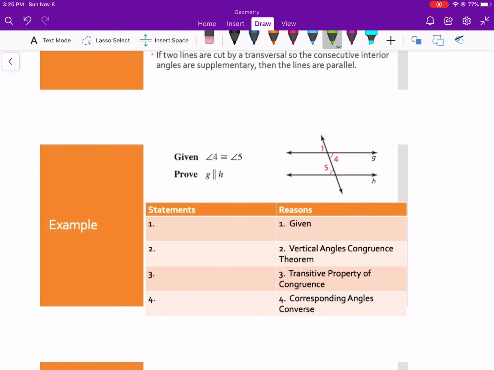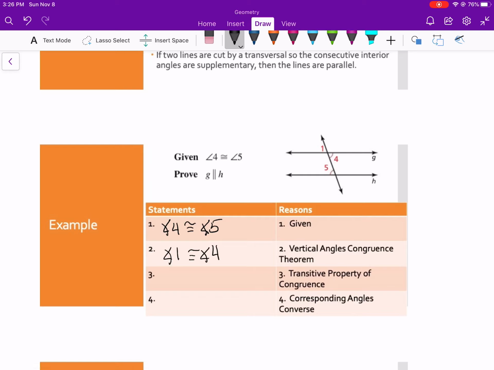We're given that angle 4 is congruent to angle 5, and we want to prove that G is parallel to H. All right, so we know right off the bat that angle 4 is congruent to angle 5 because that's given to us. Now, using the vertical angles congruence theorem, I want to think about vertical angles. I'm going to say that angle 1 is congruent to angle 4 because I know those are vertical angles.